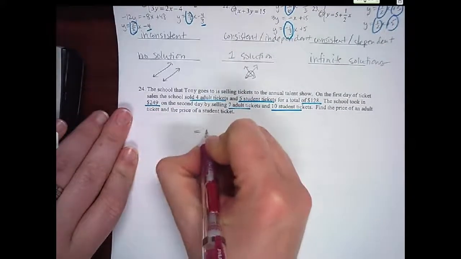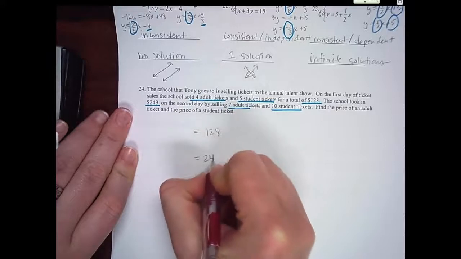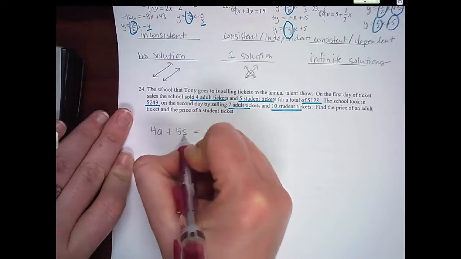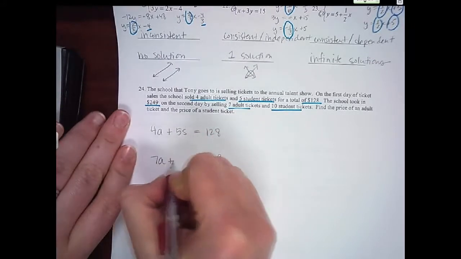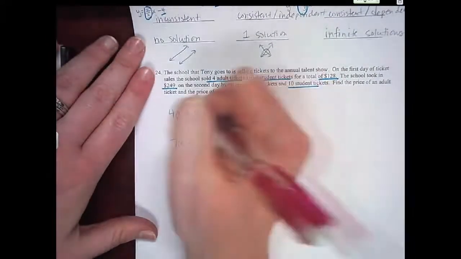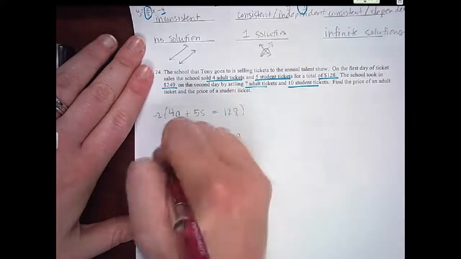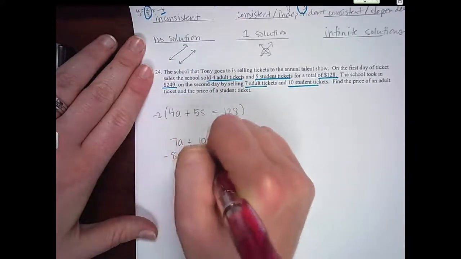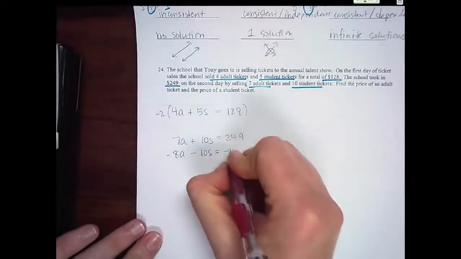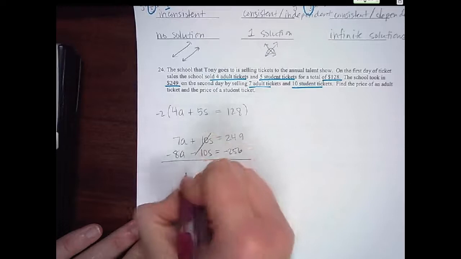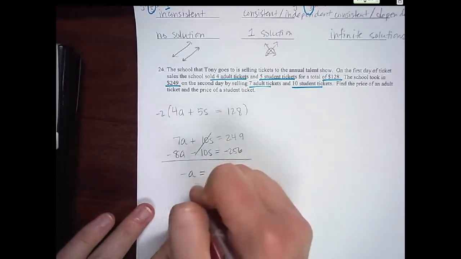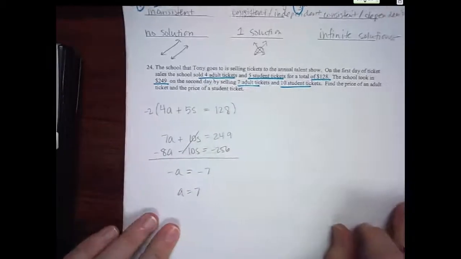Okay, so first of all, here's our two totals. They're both money, which is fine. So then put these together. We have 4 adult tickets, 5 student tickets. Then I got 7 adult tickets, 10 student tickets. Solve by substitution or elimination. I'm going to solve by elimination and multiply this one by -2, and I'm going to put under here. Negative 8a minus 10s equals negative 256, so that's gone. I get negative a equals negative 7, divide by -1, so I get a equals 7.